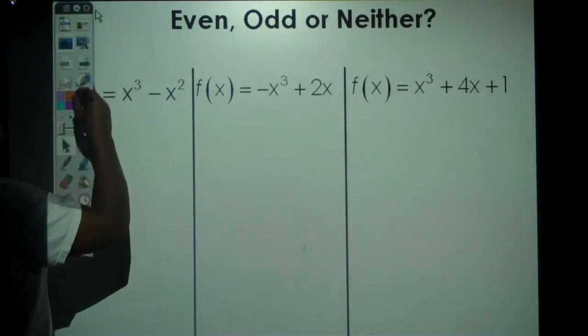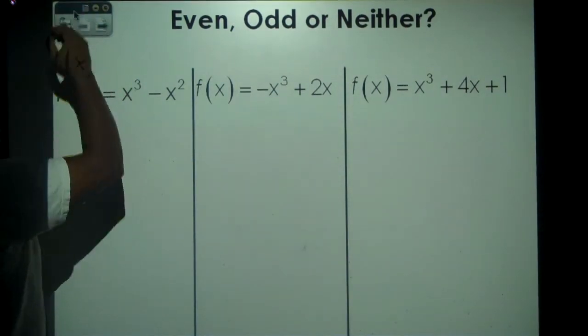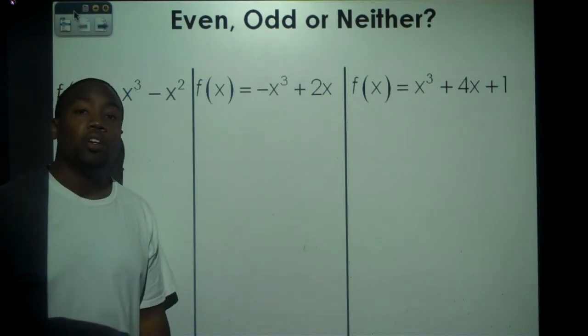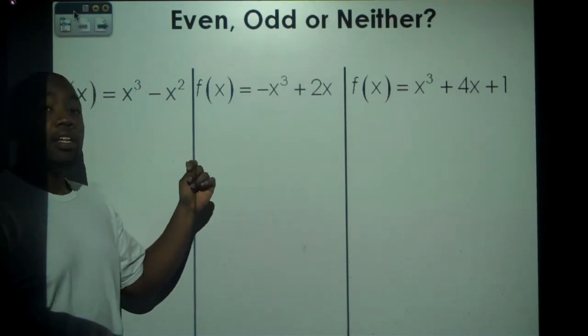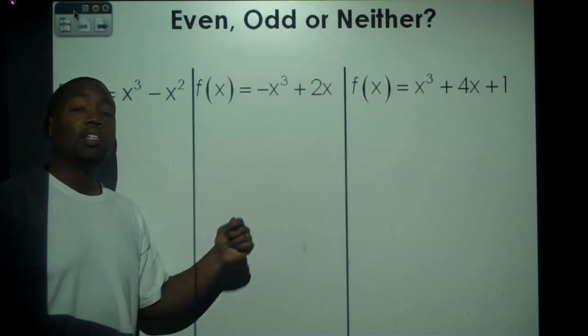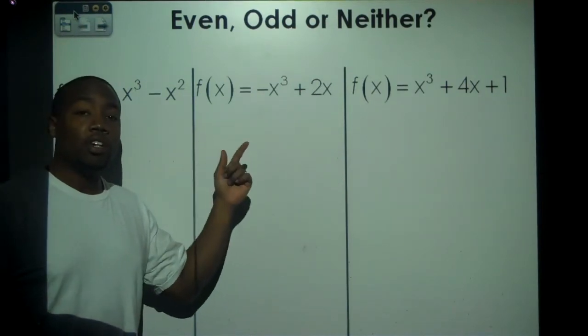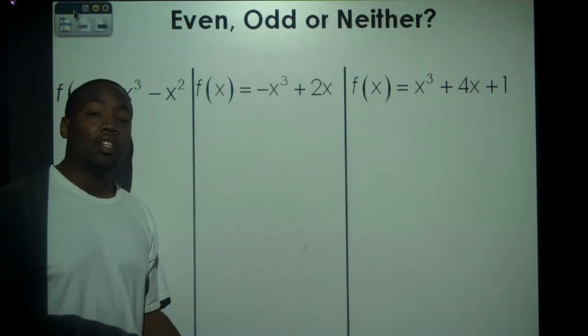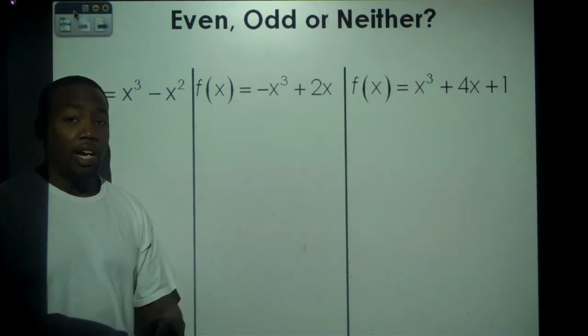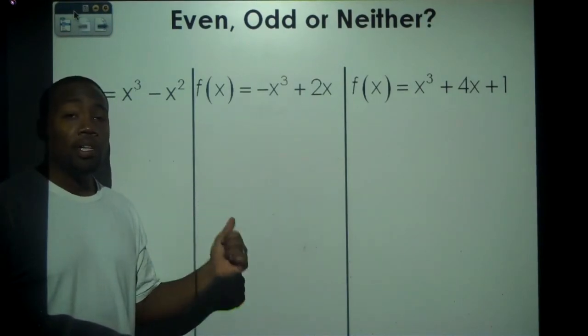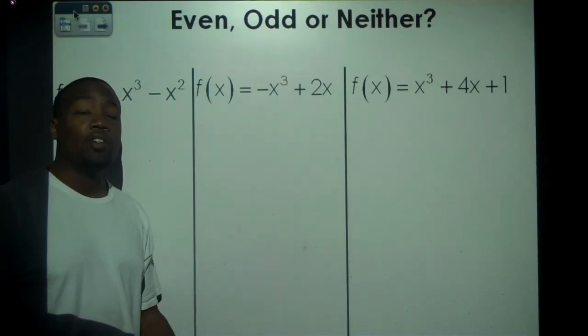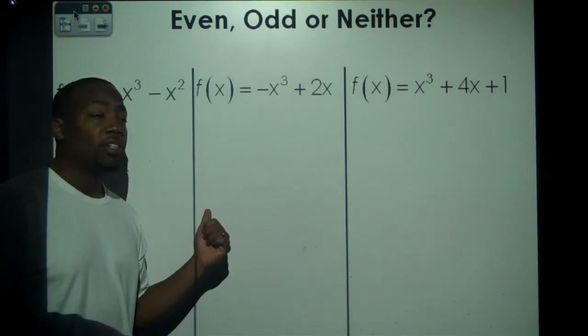Now, let's talk about this. Let's circle it. If all the exponents are odd, then the function is odd. If all the exponents are even, then the function is even. If you have a mixture of even and odd exponents, that makes the function neither even nor odd. So let's go over a couple of examples.